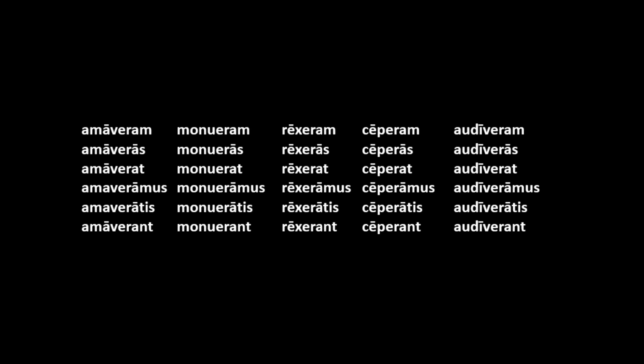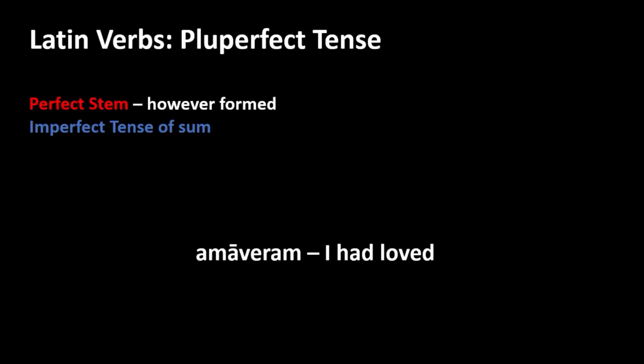Here, if you haven't gathered it already, is how to form the pluperfect. You take the perfect stem, however that may be formed, and if you followed my lesson on the perfect, you'll see that there is a variety of ways in which the perfect stem is formed, but you take the perfect stem, however that may be formed, and to this you add the imperfect tense of sum. And so, amaveram, I had loved.